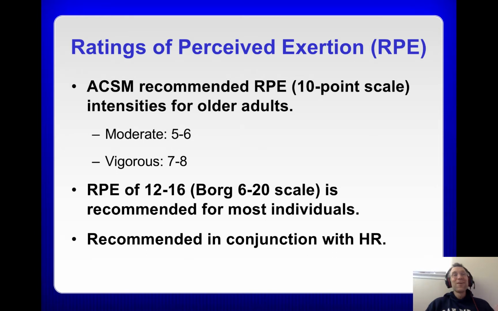Now you're going, wow, so that whole VO2 reserve thing and the whole heart rate stuff, we'll just tell them to exercise until they get to an RPE of maybe a 5 to 6 on the 10-point scale for moderate and 7 to 8 for vigorous. Yes, I'm telling you that's effective.